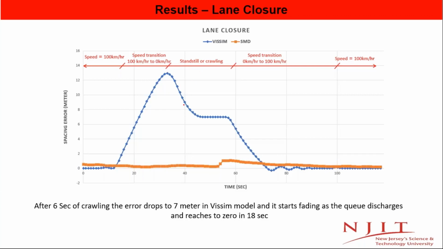When the vehicles start crawling or reach the standstill condition, the error drops to 7 meters, but never goes below 7 meters in the Vissim built-in module. Afterwards, when the queue starts to discharge, it takes 18 seconds for the error to fully fade. On the other hand, for the SMD model, we observed an error of around 1.5 meters at the beginning of the queue discharge phase.